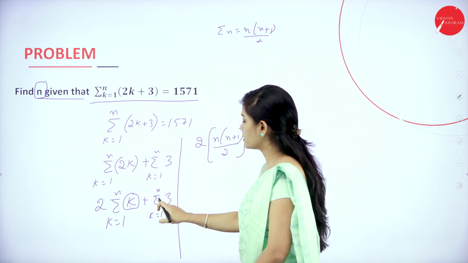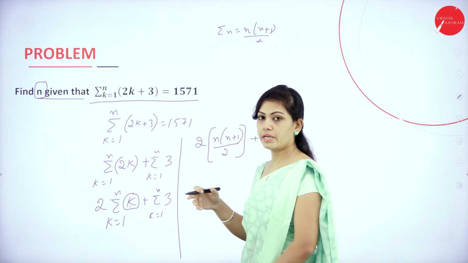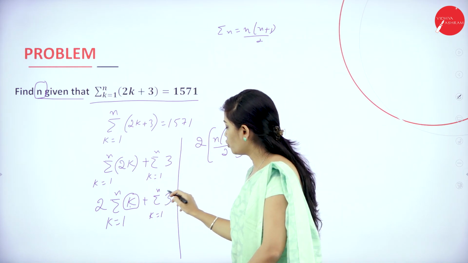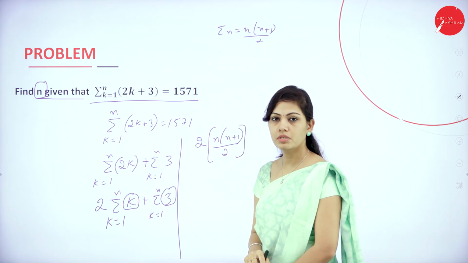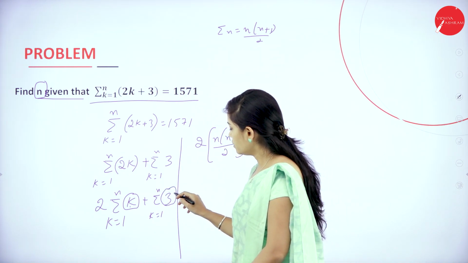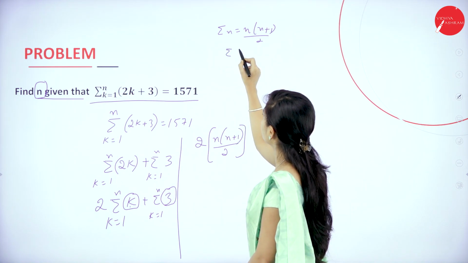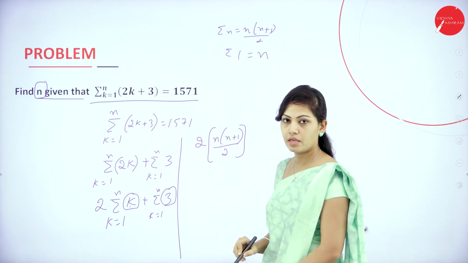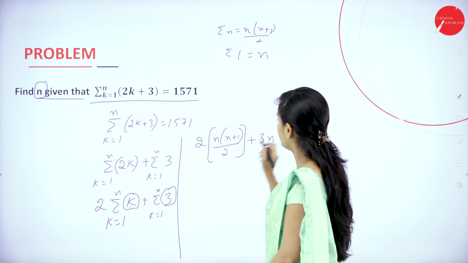Plus we have sigma 3. Sigma 3 into 1 means I can write it as n. So now for the second term, we don't have the variable k; we have only one term, 3. Here I can put 3 into n. What is sigma 1? Sigma 1 is, you can write this as n, right? So I'll write 3 into n.